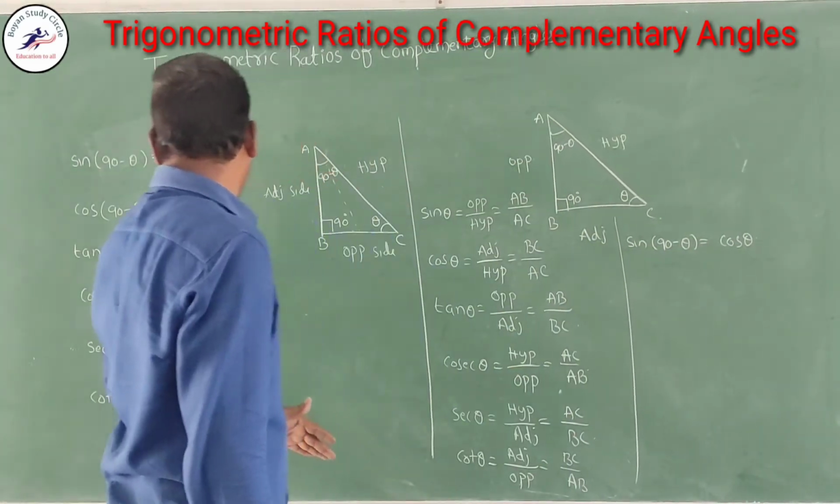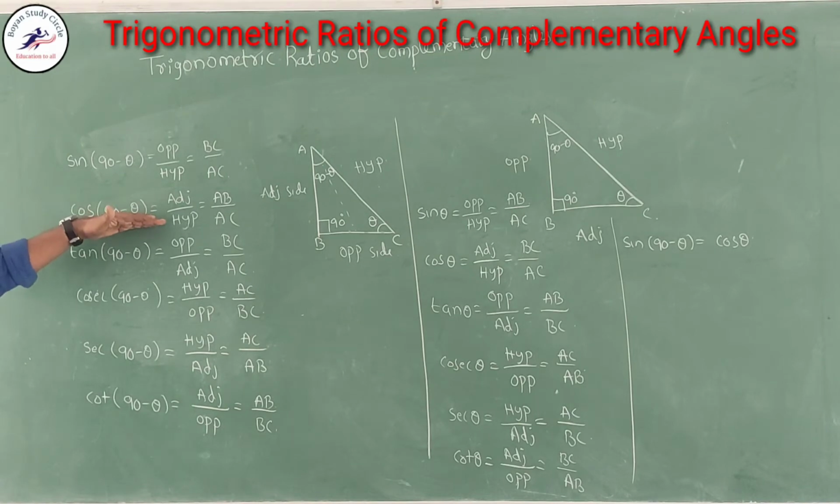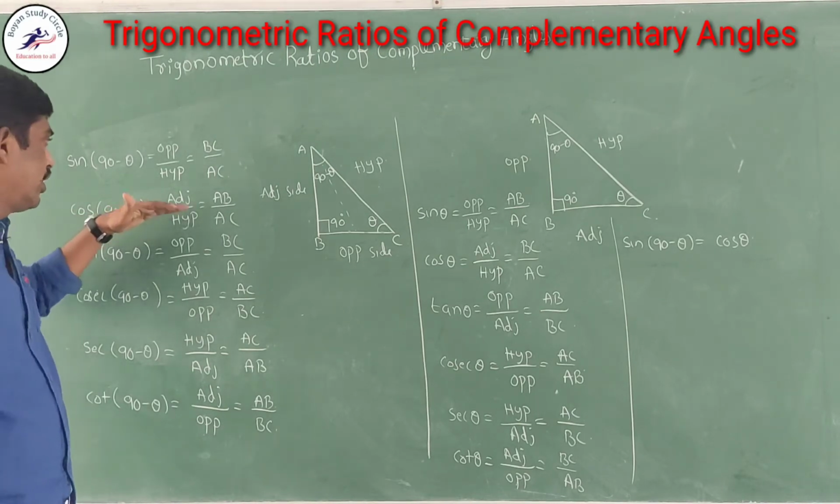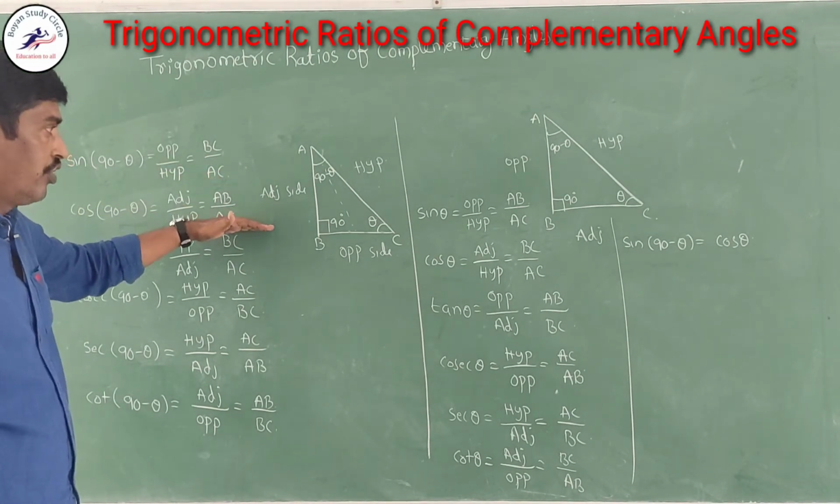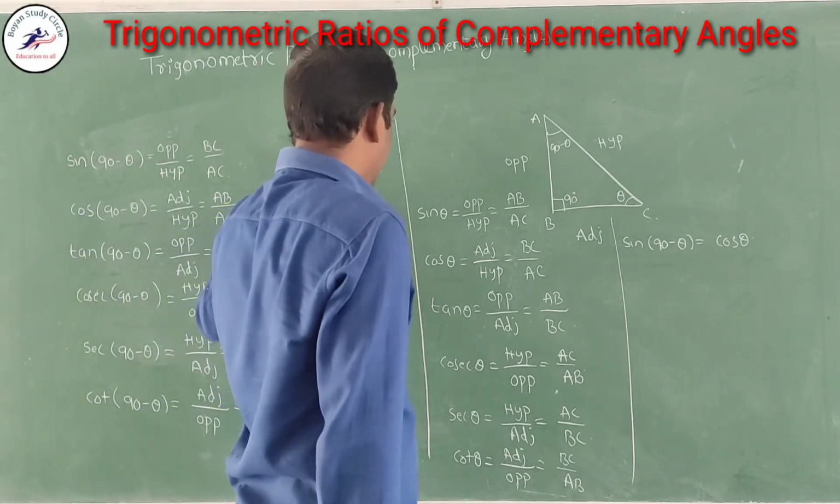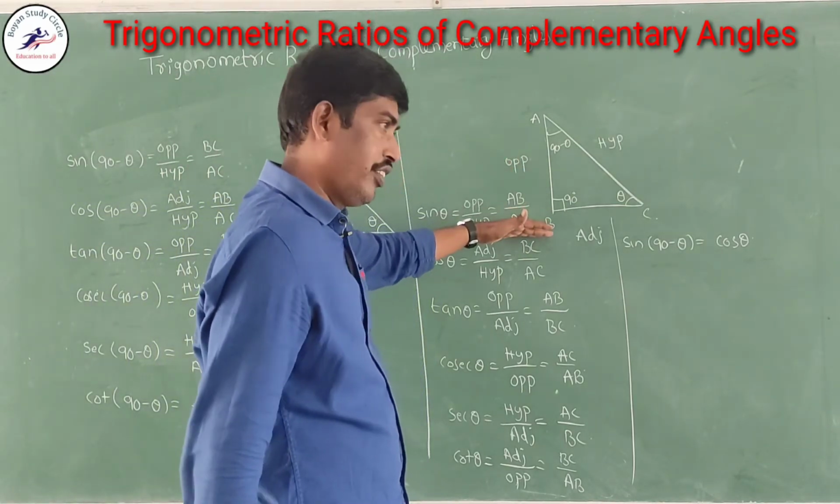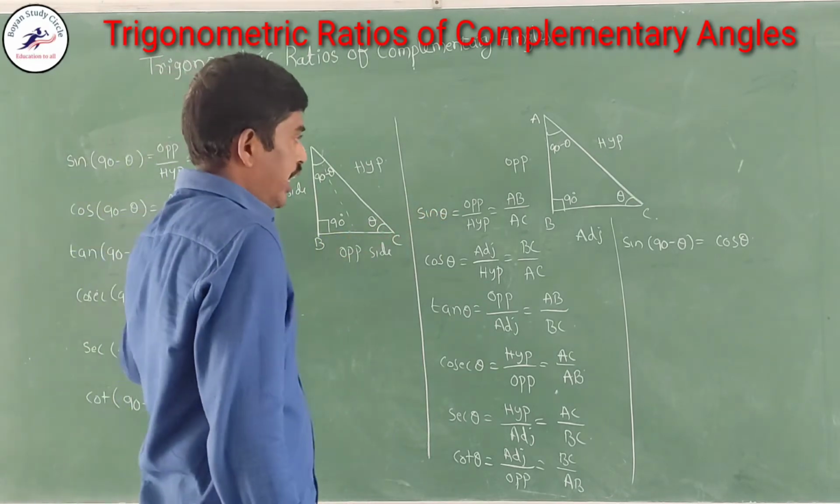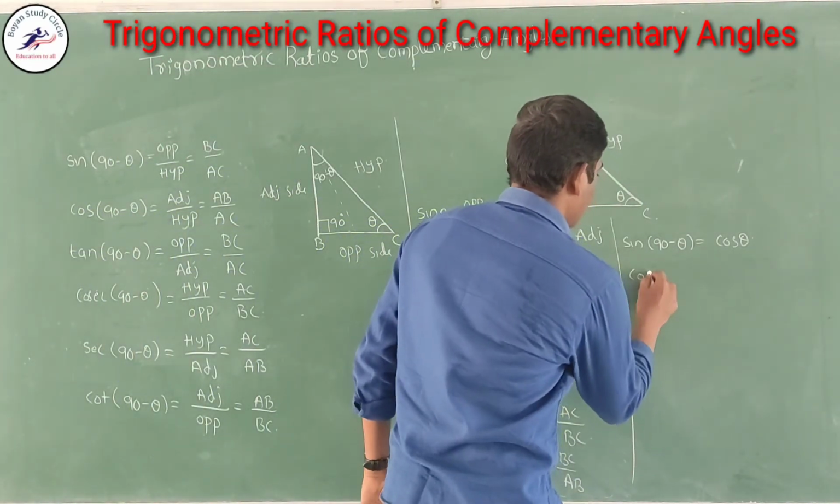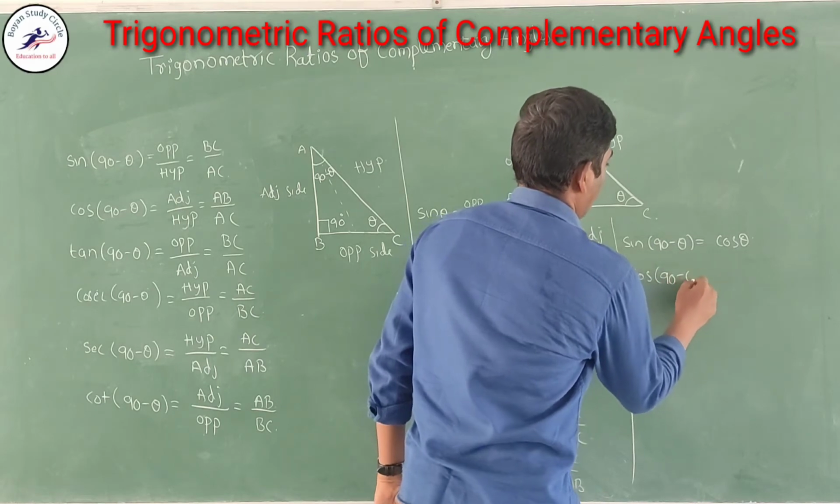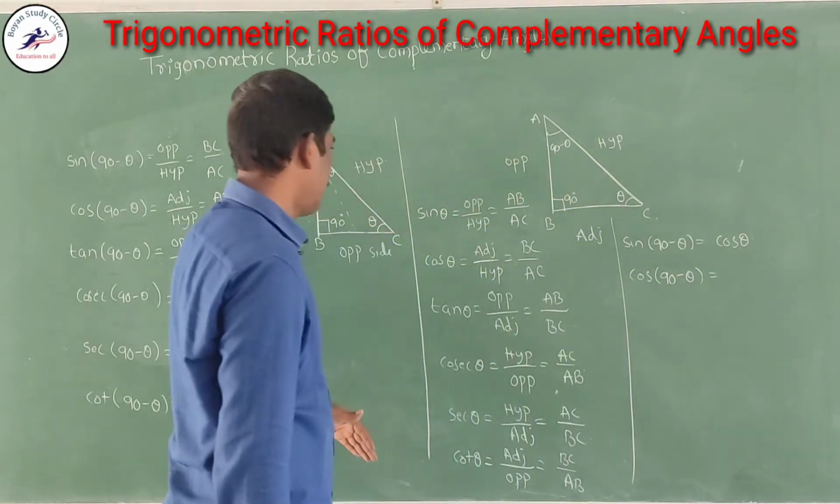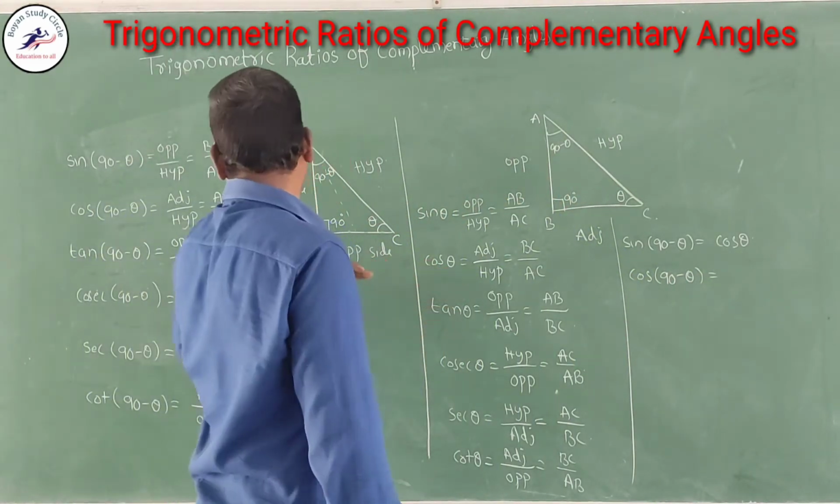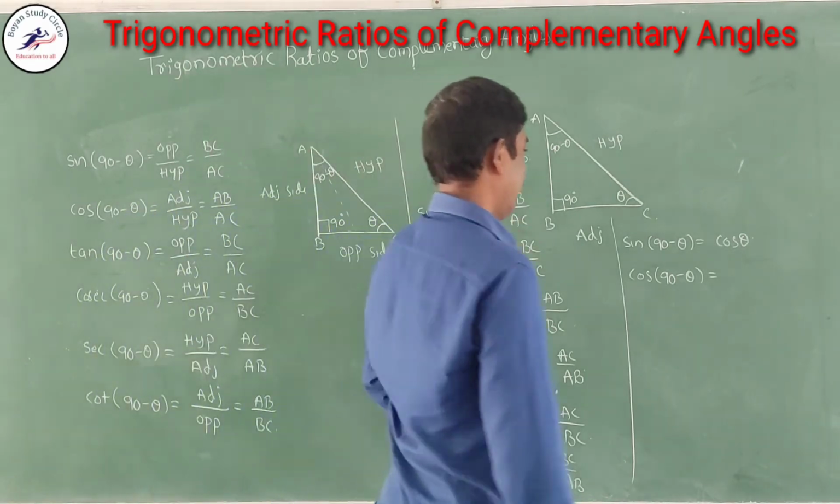So check the next ratio. Cos of 90 minus theta is equal to AB by AC. Check here, where is AB by AC? Here, AB by AC is equal to sin theta. Therefore cos of 90 minus theta is equal to sin theta.